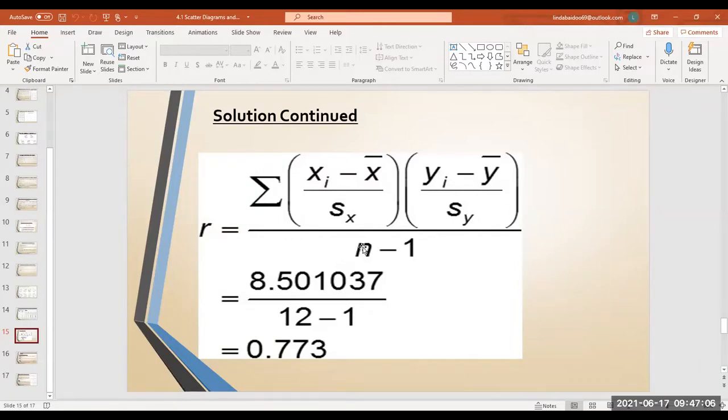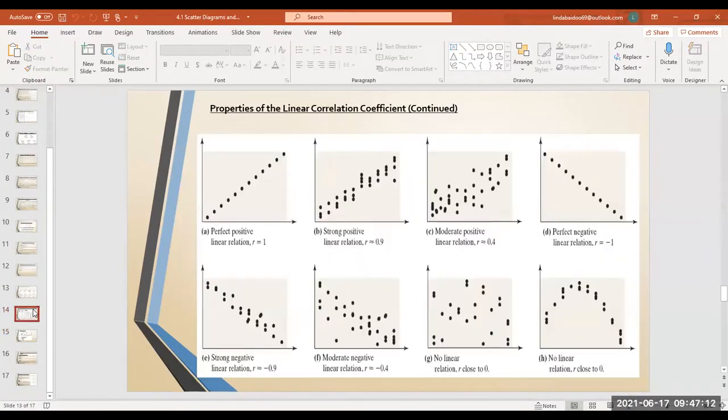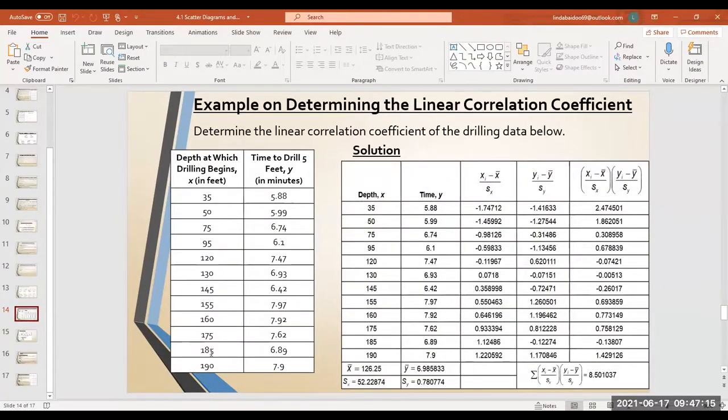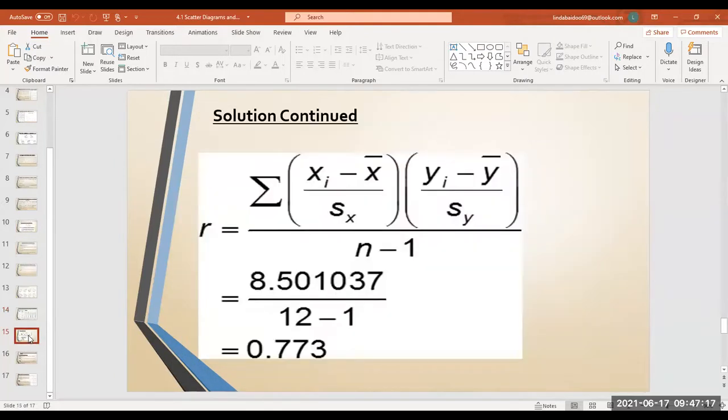For the denominator, you are counting how many you had. In this case, we had 12 of them. So 12 minus 1 is 11. And then you just divide. So that is how we find R.